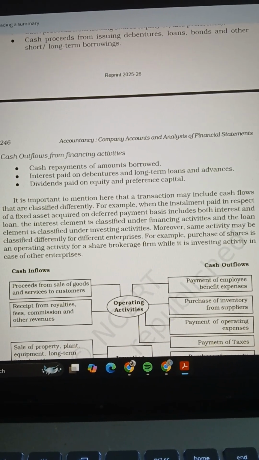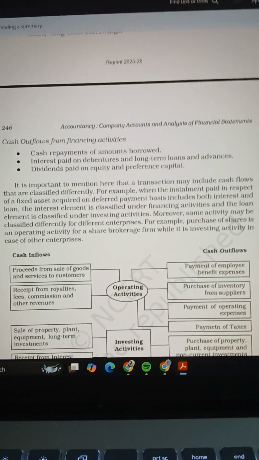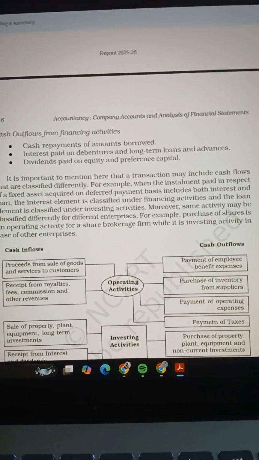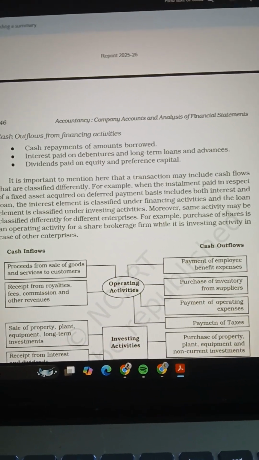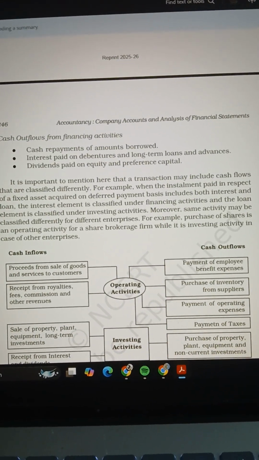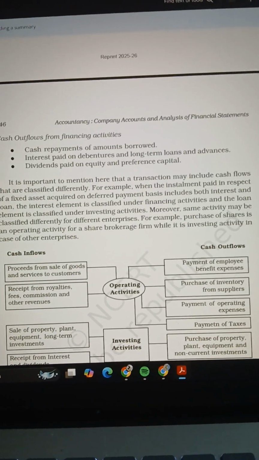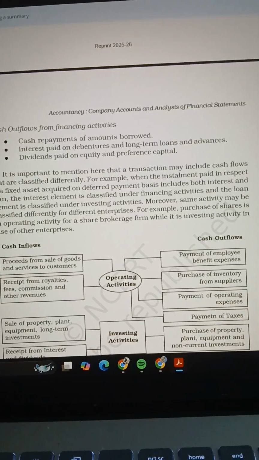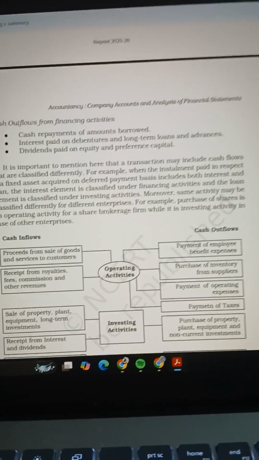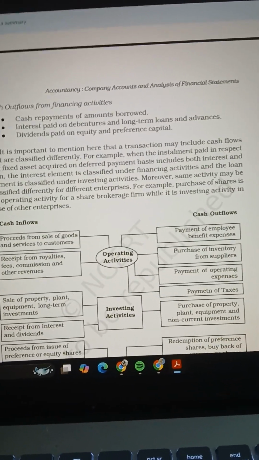Moreover, the same activity can be classified differently for different enterprises. For example, purchase of shares is an operating activity for a share brokerage firm, while it is an investing activity in the case of another enterprise. So, we have to take into consideration which enterprise it is before we prepare the cash flow statement.